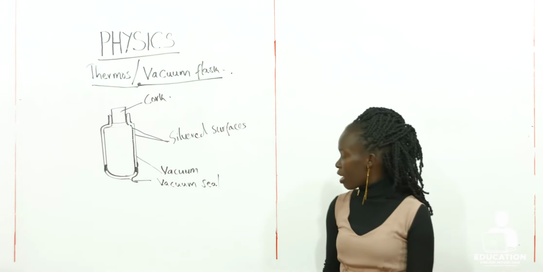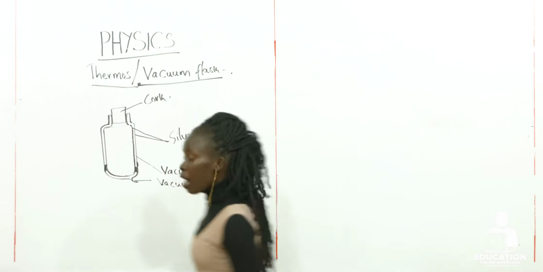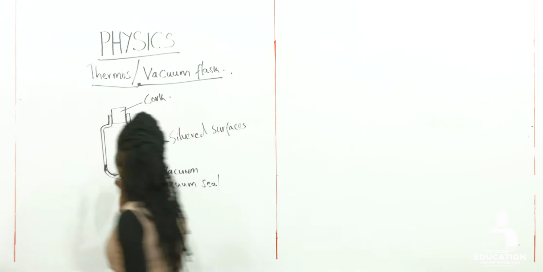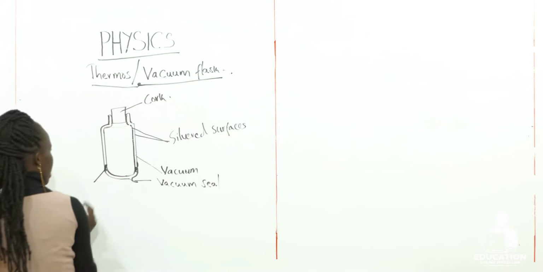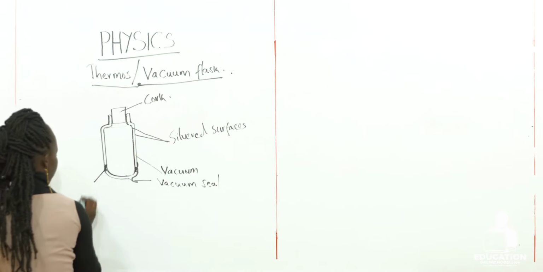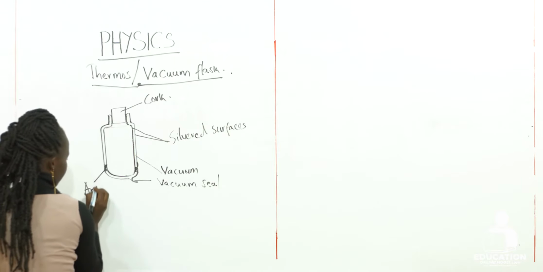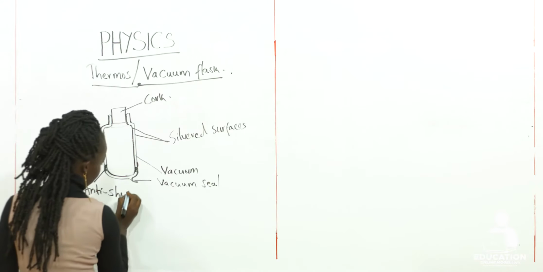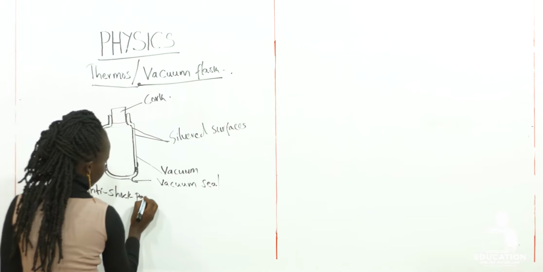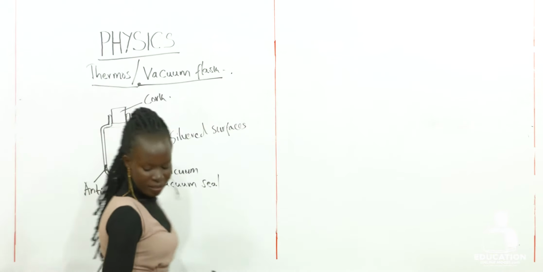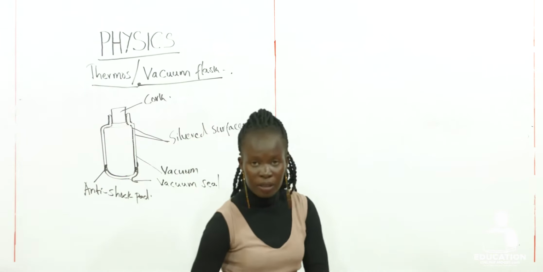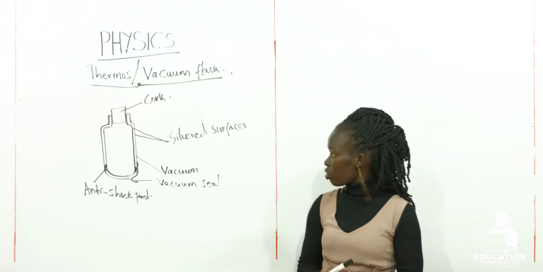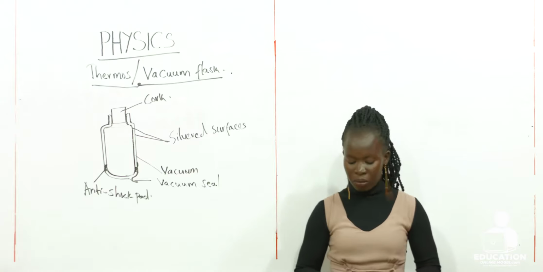We have the anti-soak pad. The anti-soak pad is this one here, these two. I can just have this side here as the anti-soak pad. So that is our simple diagram of a thermos, or what is known as the vacuum flask.